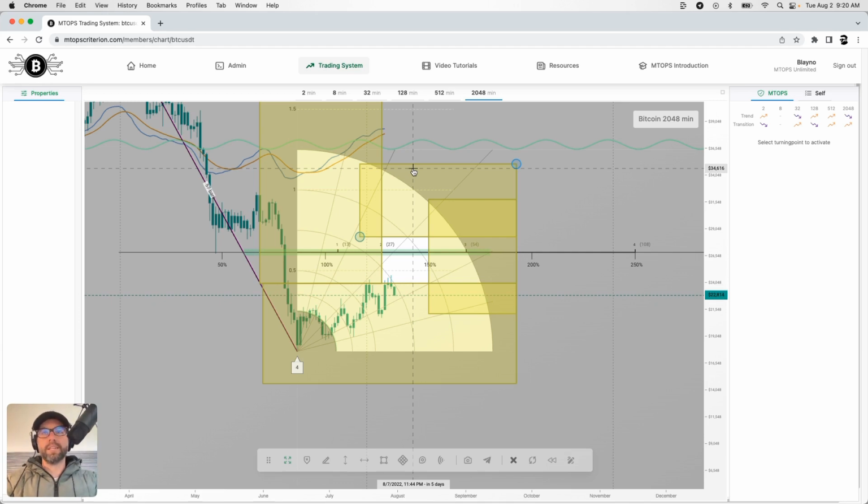So when there are kill zones happening on the higher frames, it makes it difficult for the lower frames to be traded. So over here could be the formation of a kill zone as well as a potential turning point. Those videos are going to come out soon.